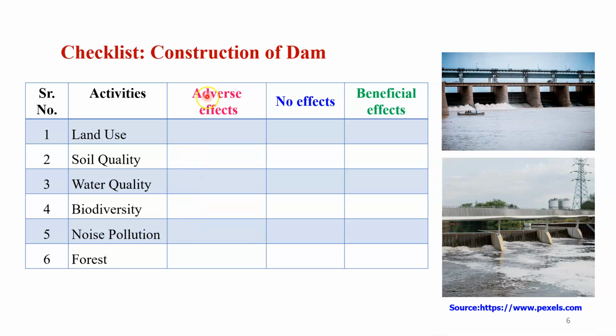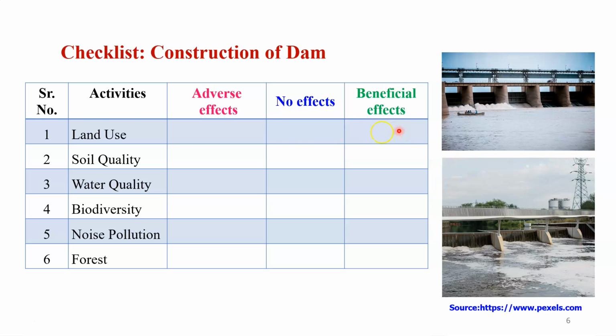Here we ask what will be the adverse effect of that project on each and every factor. When we start the construction of the dam, what will be the effect on the land use pattern of that area? What will be the impact of the dam on soil quality, water quality, biodiversity, noise pollution, and forest? Here you just tick mark whether it is an adverse effect or not. If you are not able to comment on whether it is adverse or beneficial, you can tick mark here, no effect. Beneficial effect, yes, this is the positive effect.